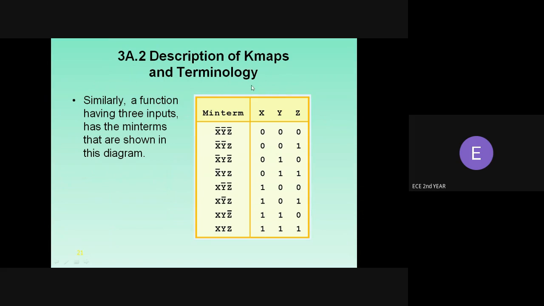And here the truth table is given for three variables. We start with x y z, from 000 to 111, and their corresponding minterms are presented here. For triple zero, it will be x bar y bar z bar. For triple one, it will be x y z. And for all the remaining inputs, we can write the minterms like this.